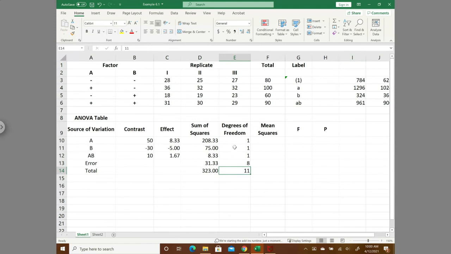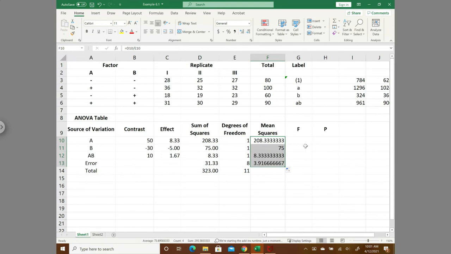Now to calculate mean squares, you divide sum of squares by degrees of freedom. You should all know this by now because we have extensively used analysis of variance in previous chapters for different statistical models. So this is nothing new. Sum of squares divided by degrees of freedom gives the mean square for A, mean square for B, mean square for the interaction effect, and mean square error.